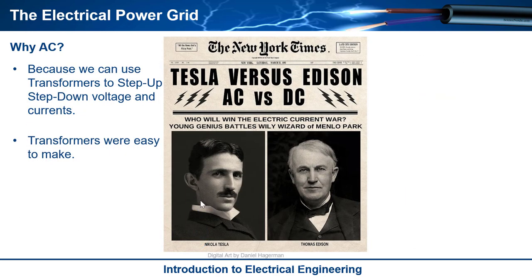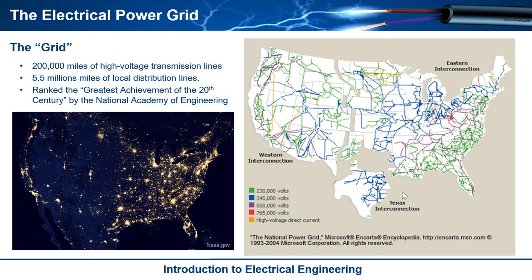Okay. And so if you answer the question now, what was the real answer? Well, it's because we can use transformers to step up and step down voltages and currents easily, because transformers were easy to make. And if you use DC power, it was more difficult to step up and step down back then. Now, if you fast forward to today, we do have some DC in our power grid. So technology has advanced, and there are ways to step up and step down DC voltages and currents.